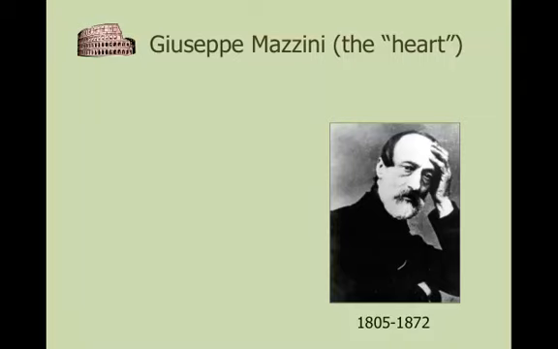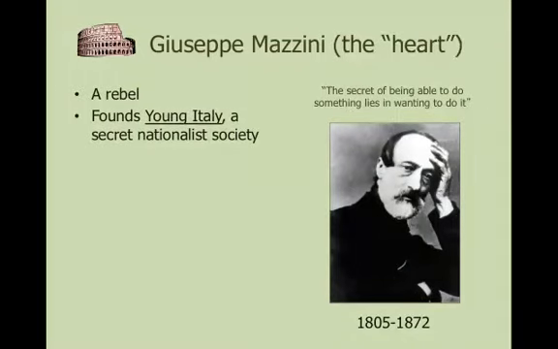Giuseppe Mazzini, nicknamed kind of like the heart of the movement. Why? Well, he was this rebel who founded this organization called Young Italy, and it was a nationalist society. So he was considered a liberal nationalist during the 19th century. He wanted to establish a republican-style government, that is, representative government based on the movement of that period, and to establish a nation state, not based on regional differences and aristocratic traditions.